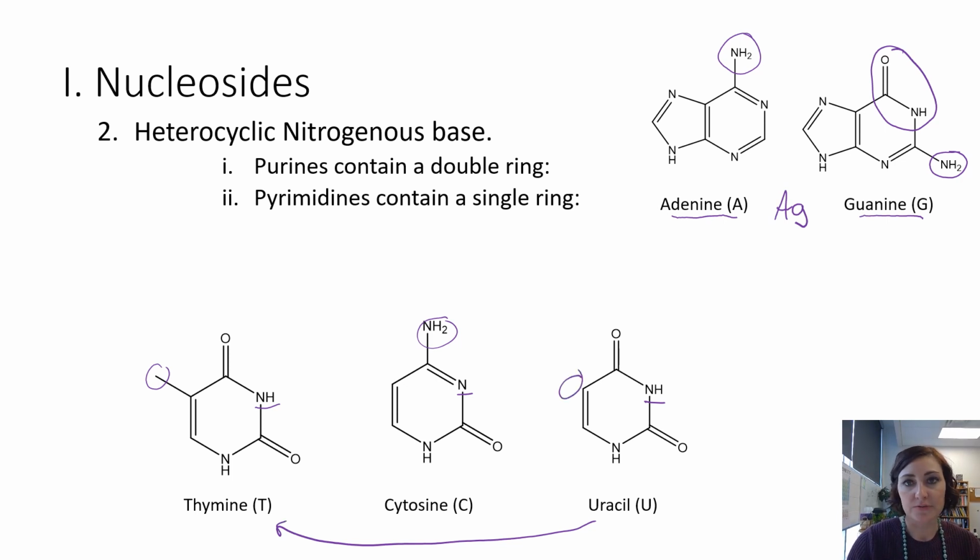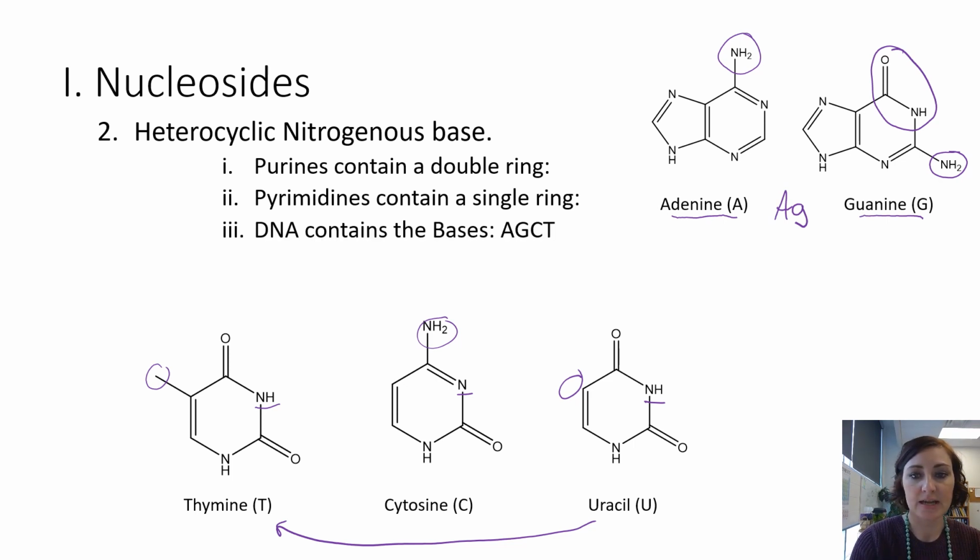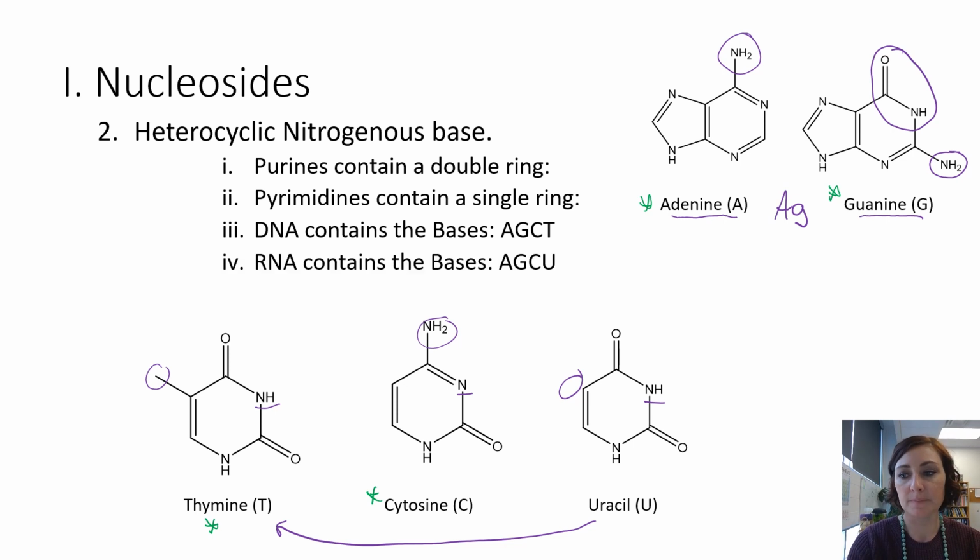Not all of these are found in both DNA and RNA. So DNA contains the bases A, adenine, guanine, thymine, and cytosine, whereas RNA contains the bases adenine, guanine, cytosine, and instead of thymine, it uses uracil.